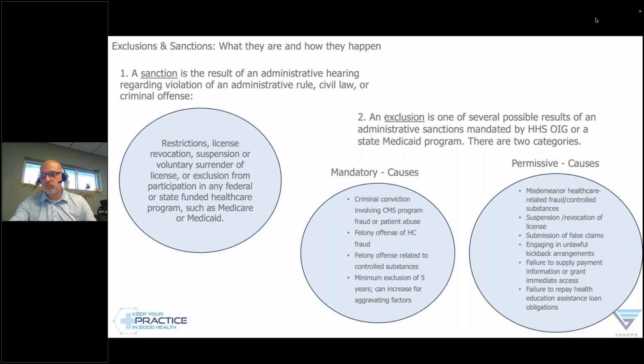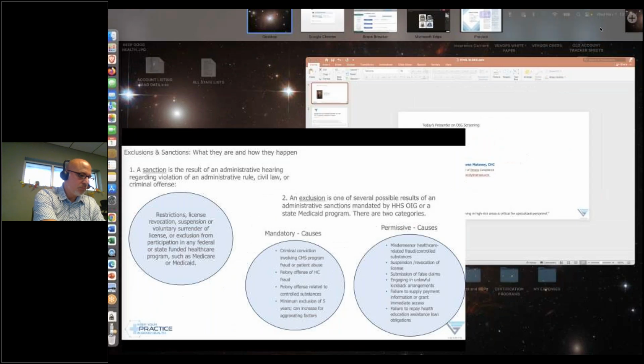Mandatory, of course, is no matter what, 2 + 2 = 4. It's going to result in an exclusion, versus permissive may or may not result in an exclusion. There's some workarounds in some of those cases. And then there's a quick few bullets there for each.